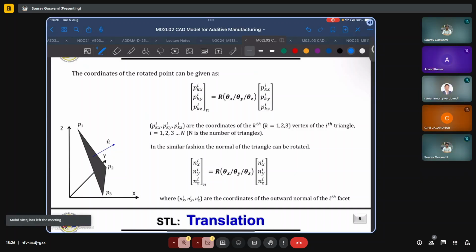Yeah, we'll just continue. The rotated normal vector can be obtained in a similar fashion by simply multiplying the components of the normal vector with the rotation matrices.